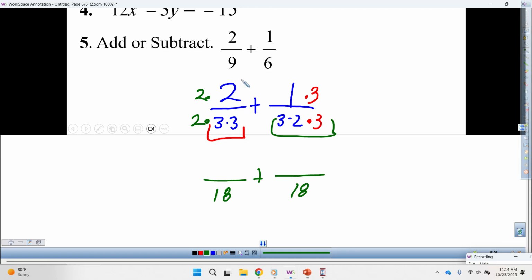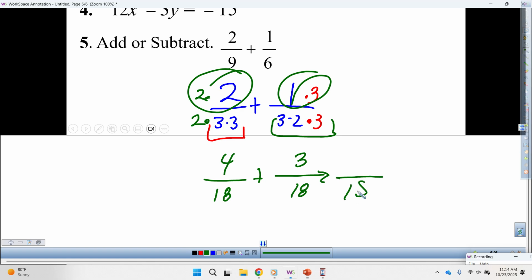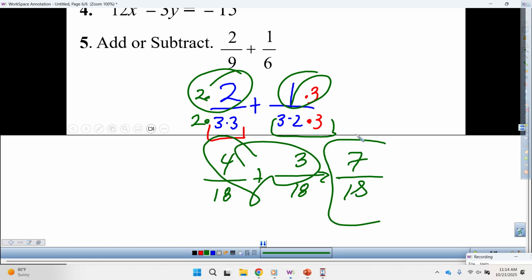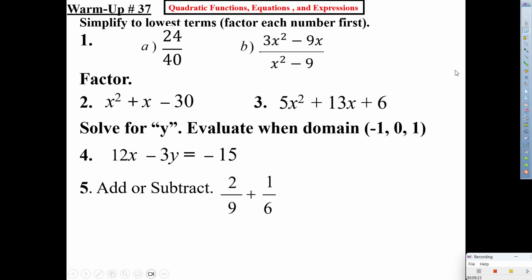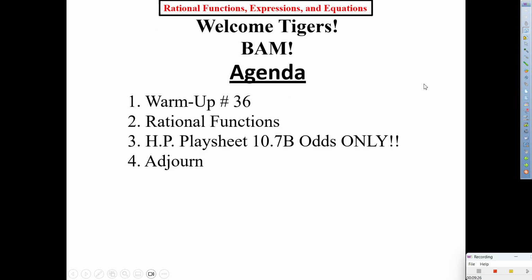So 18. So this is 4, and this is 3. So common denominator 18. Combine the numerators. That's 7. There it is. All right, man, that took us a while. My goodness.